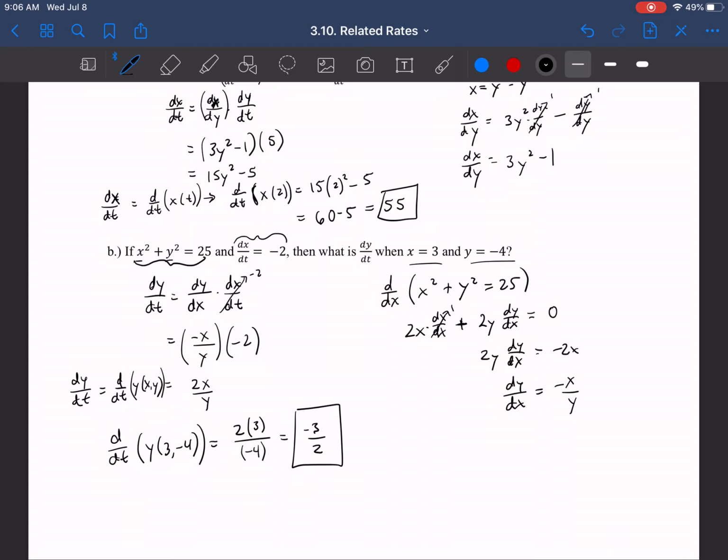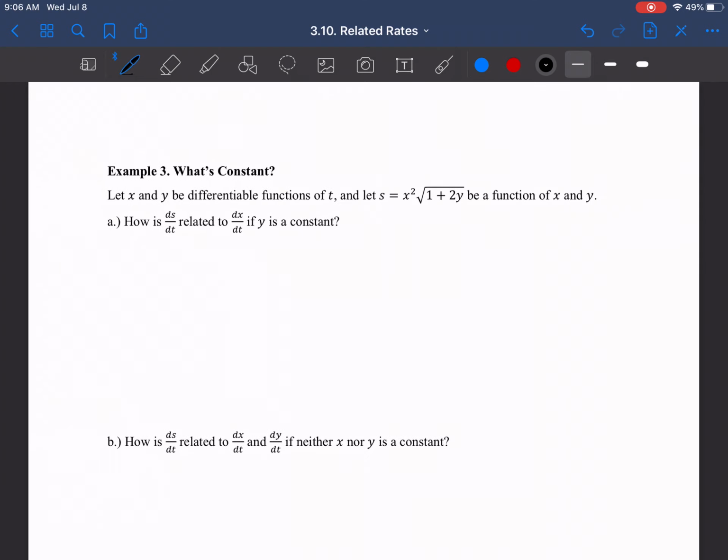Hopefully this is making some kind of sense to you. So let's try another one. Like I said, best thing to do here, just example, example, example. So here we've got x and y being differentiable functions, right? And we're going to go through and start doing some of this, okay?